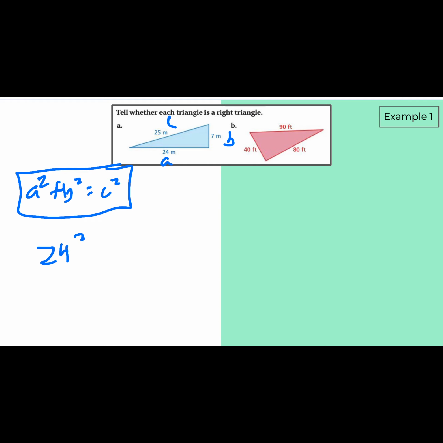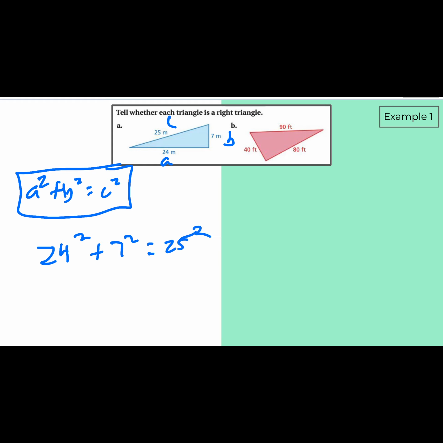So let's look at an example. Classic question. Tell whether each triangle is a right triangle. Well, they don't give us the little right angle sign, right? That would be our first hint. So we need to set up a squared plus b squared equals c squared. And if this is true, right here, then we know that we have a right triangle. So a, b, and c. So 24 squared plus 7 squared equals 25 squared.